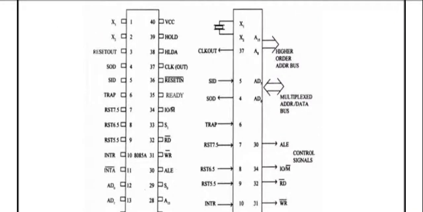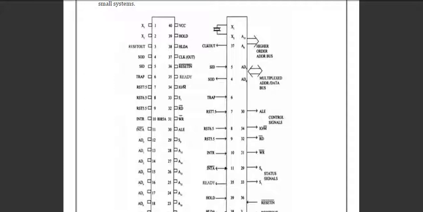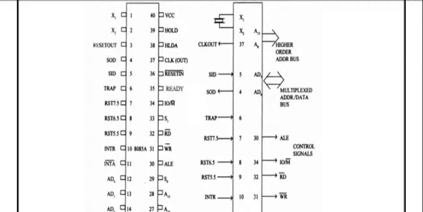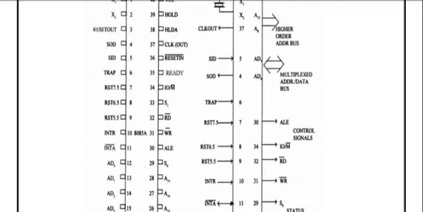Here is the pin diagram of the 8085. In this section, we have firstly X1 and X2. Then X1 and X2, they got married and they raced out from the house. That means X1 and X2 generate the reset out. They go out from the house and they took two babies, SOD and SID, on pin number 4 and 5. Then they got into a trap, which is pin number 6.